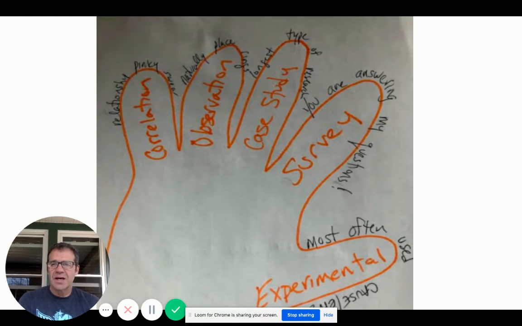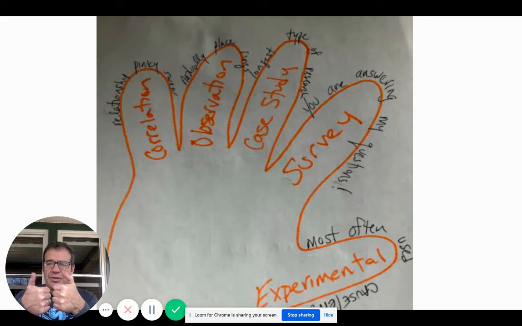The pinky, I think about correlations are relationships. And I think when you make a pinky swear with someone, you're making a relationship with them based on the topic that you're swearing on. So that's why I put it there. Relationship pinky swear is what I wrote there.